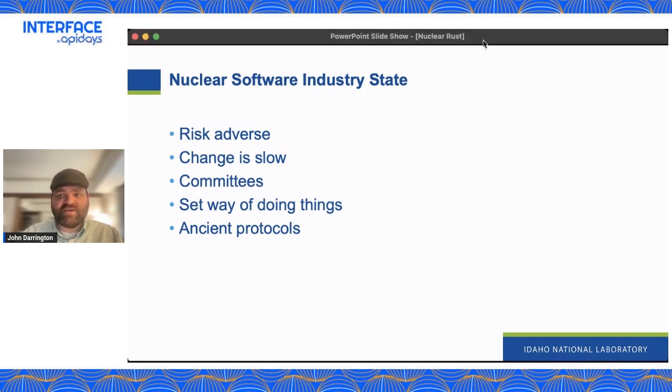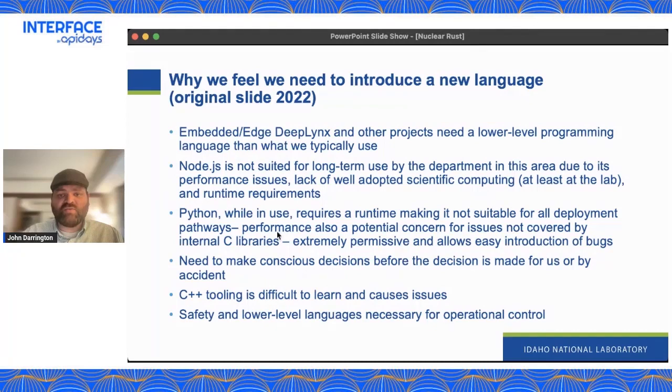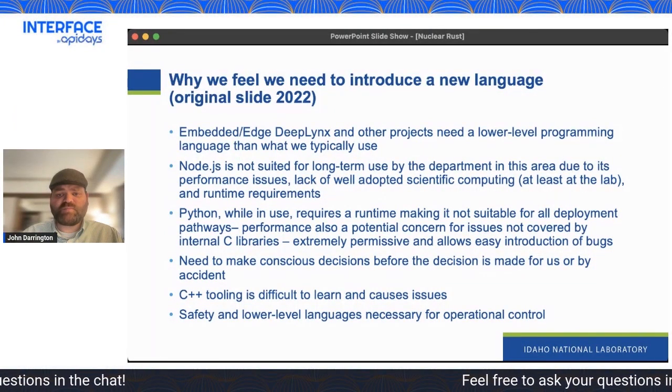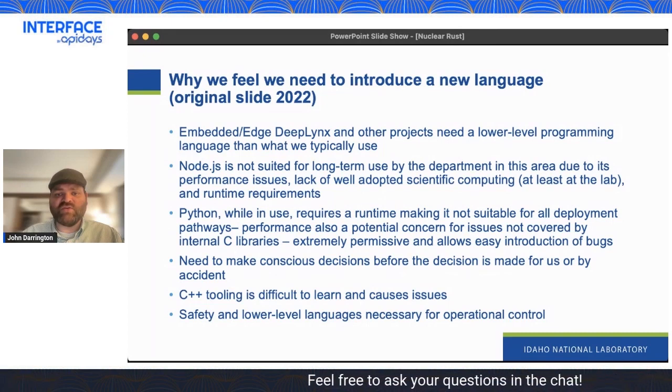Now, the next slide here, this is an original slide. So this is where we found ourselves, and so we decided that we needed to introduce a new technology into our work. And this is the original slide from a 2022 meeting. Don't pay too much attention to the word deep links here. We'll briefly touch on that a little bit later. But what I wanted to highlight here is that this original slide in 2022 is laying out the reasons why we decided that we needed to introduce new technology into the nuclear world and into what we were doing.